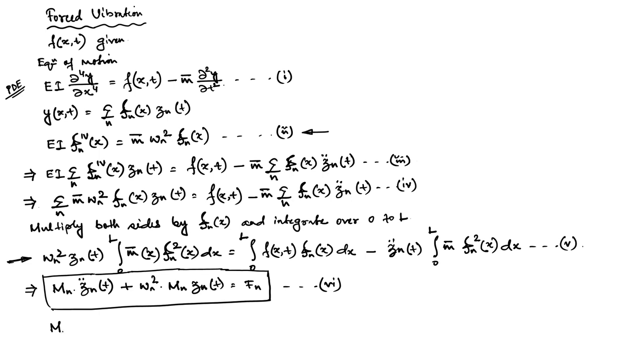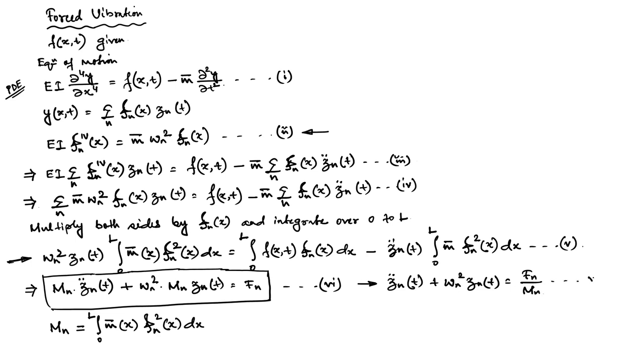So, what is the expression of Mn? That is the modal mass. It is integral 0 to L m bar of x phi n square x dx. So, that is the modal mass. Once we find out modal mass, we can actually solve this expression. In fact, we can modify this equation by normalizing with respect to mass. So, we will have Zn double dot of t plus omega n square times Zn of t is equal to Fn by Mn. That is say seventh equation. Again, we know the solution we have already derived in case of SDOF system. What will be the solution in this case?